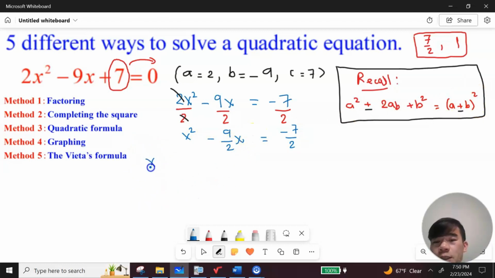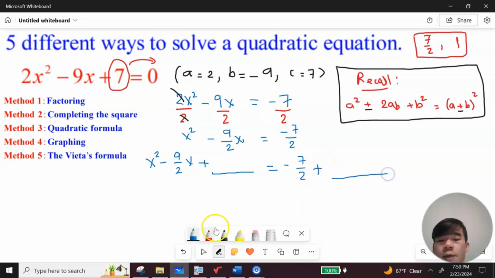Alright, so I just rewrite this one. S squared minus 9 over 2 s, add blank, equal negative 7 over 2 add blank. Okay, now you need to fill in a blank right here.